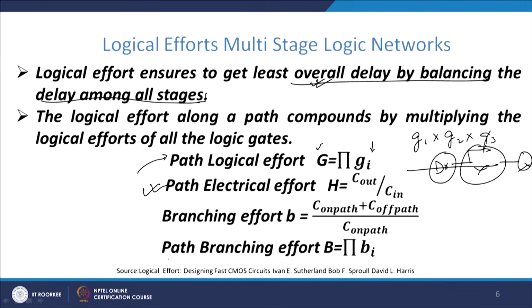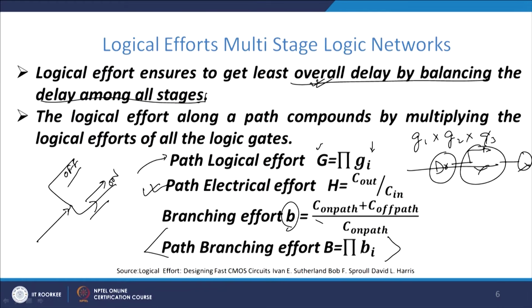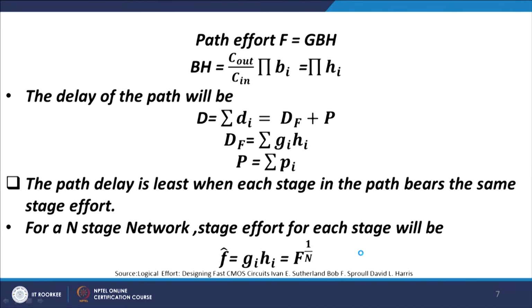Now, branching effort is something like this: if you have a signal coming here and it is getting branched, and this is your critical path, let us suppose, then we define this to be the on path and this to be the off path. Then we define branching effort b to be equal to C on path, the total capacitance on the on path, plus C off path, the total capacitance on the off path, divided by C on path, and this is how you define your branching effort small b. Similarly, if there are large values of branching, then the path branching effort will be nothing but the multiplication of all these branching efforts.